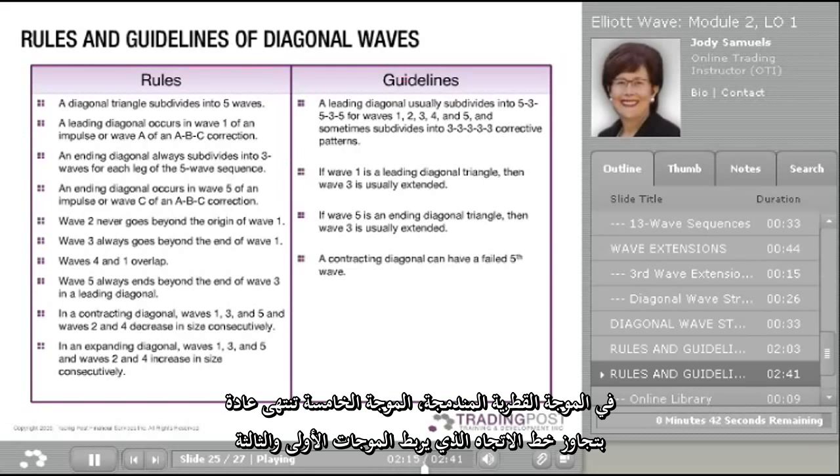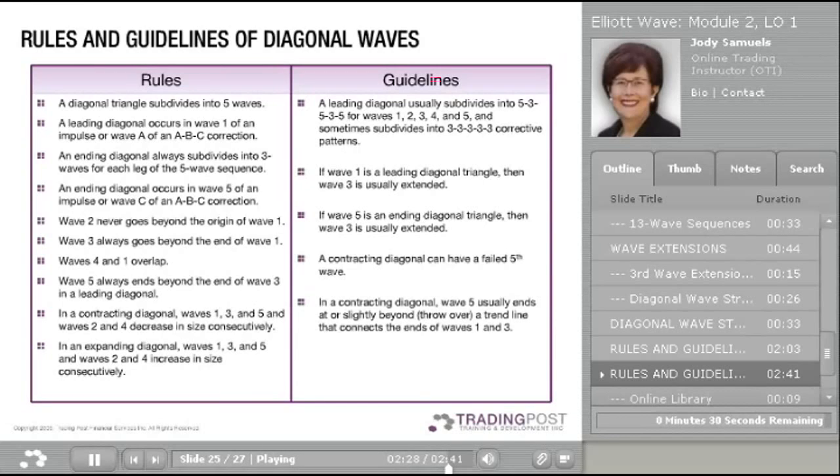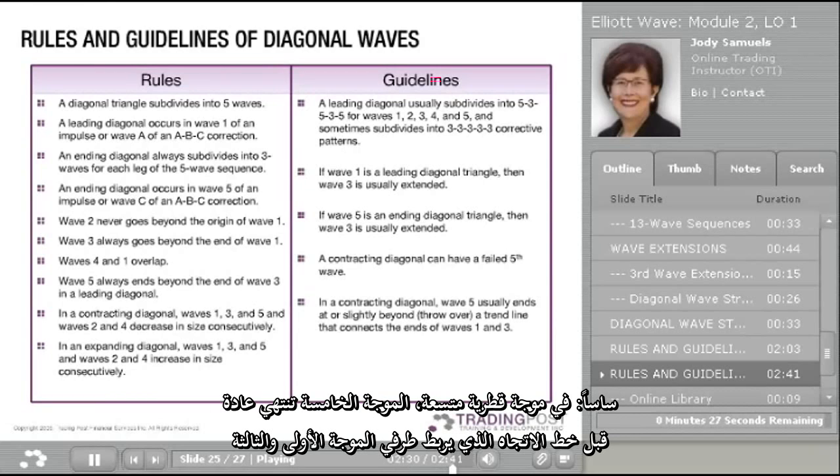5. In a contracting diagonal, wave 5 usually ends at or slightly beyond, throw over, a trend line that connects the ends of waves 1 and 3. And 6. In an expanding diagonal, wave 5 usually ends slightly before the trend line that connects the ends of waves 1 and 3.